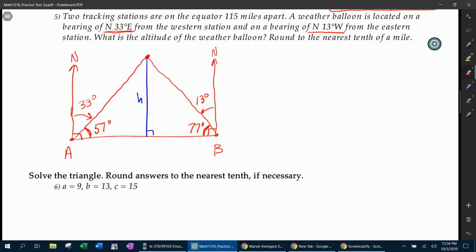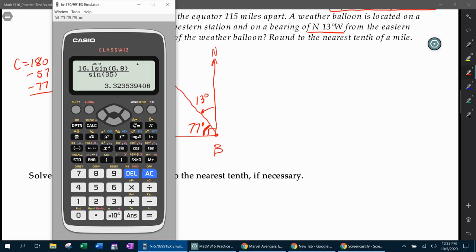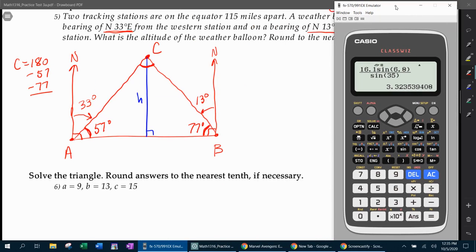Oh, and look at this. Now, if we call the weather balloon C, I can now get the angle at C, that entire angle, by doing 180 minus 57 minus 77. Okay? So C is 180 minus 57 minus 77. Gonna need a little calculator assistance. Let's bring him back over here. 180 minus 57 minus 77. 46.